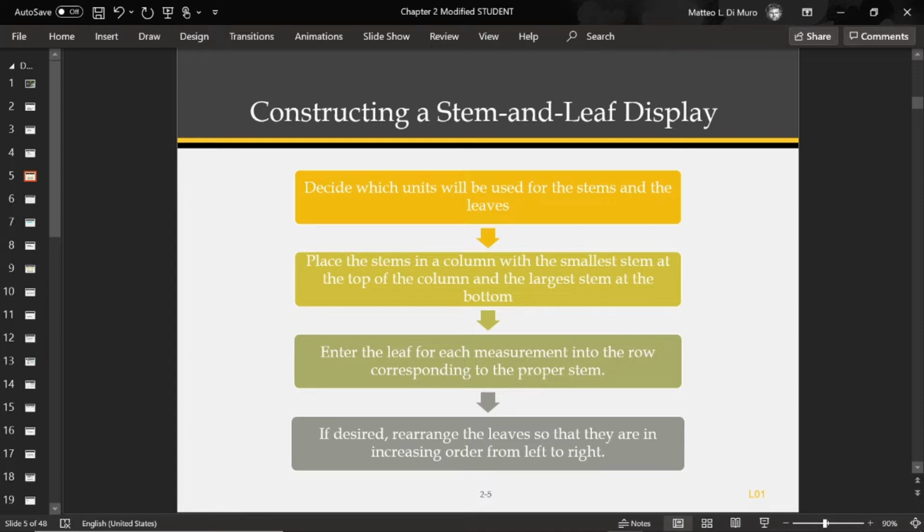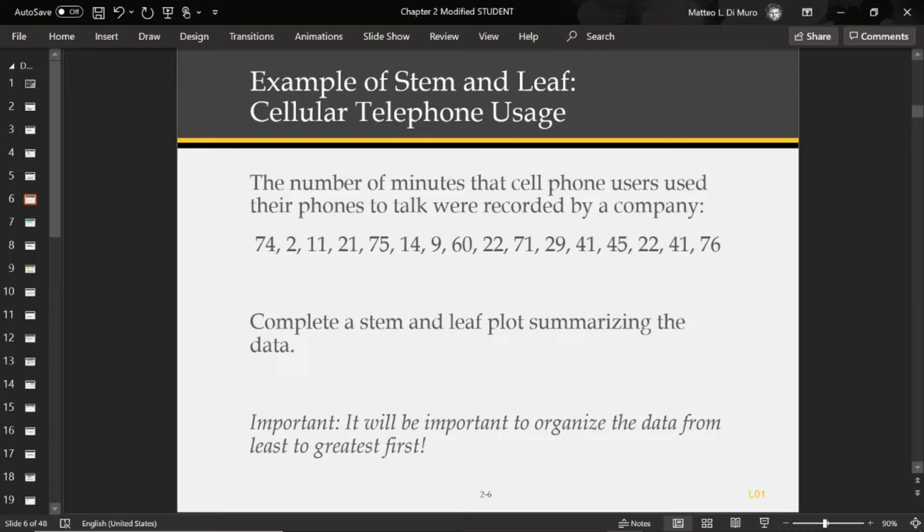And basically, you should organize them from smallest to largest. And then you're going to be entering the leaf for each measurement into a row. And if you want, you can also rearrange your leaves so that they're increasing from left to right. So I think this is best demonstrated by just looking at an example here.